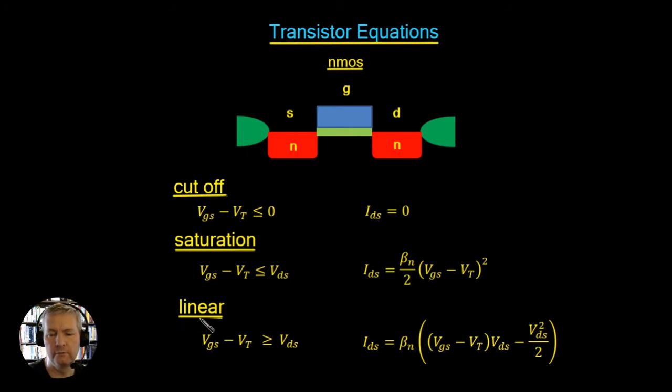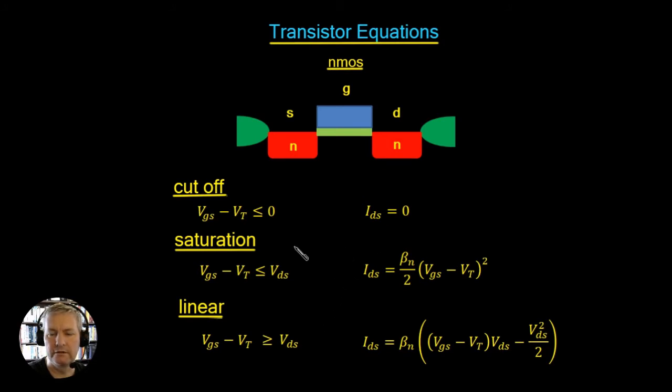Now the other region of operation is the linear region, and that's when our VGS minus Vt is greater than or equal to VDS, and we've seen that in the last video. So in this case here we have an inversion layer across the entire length of this channel. So in that case the current is given by this equation here. IDS is equal to beta n times VGS minus Vt all times VDS minus VDS squared upon 2. Again, we'll have a look at the derivation of this, but again it'll be a heuristic derivation, not a complete derivation.